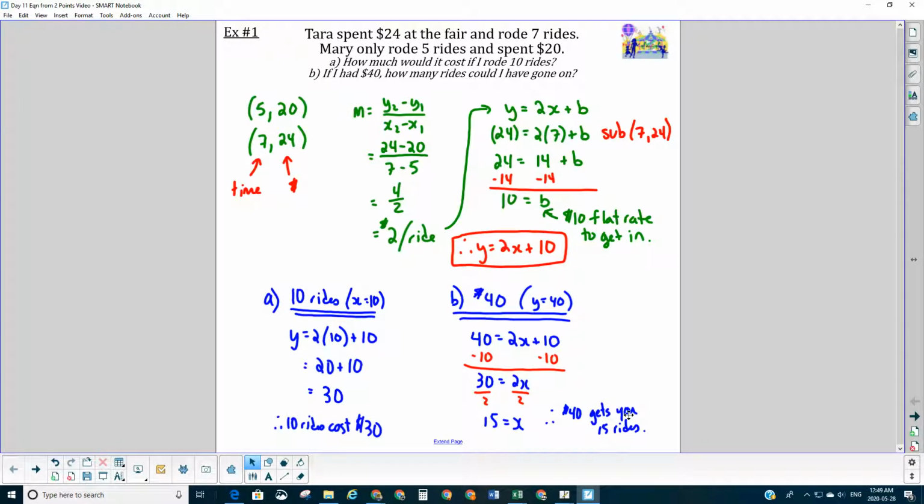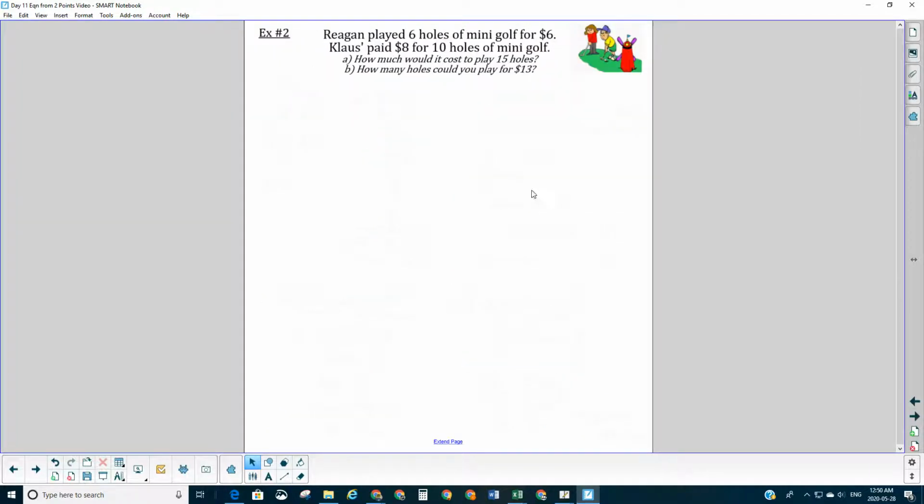So your practice today is going to be to replicate what you see here. So I'm going to do another one. This time we have Regan, who played 6 holes of mini golf for $6, and Klaus paid $8 for 10 holes of mini golf. Again, if you just looked and read one scenario, you might think 6 holes, $6, it costs $1 a hole. But that's not true, because Klaus would have paid $10. So again, this gets a little bit confusing.